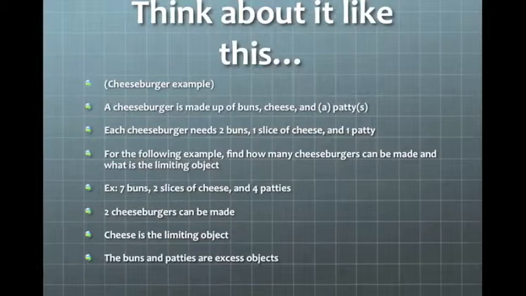If you have 7 buns, 2 slices of cheese, and 4 patties, 2 cheeseburgers can be made because you need 1 slice of cheese for each burger and you only have 2. Cheese is the limiting object, and the buns and the patties are the excess objects.